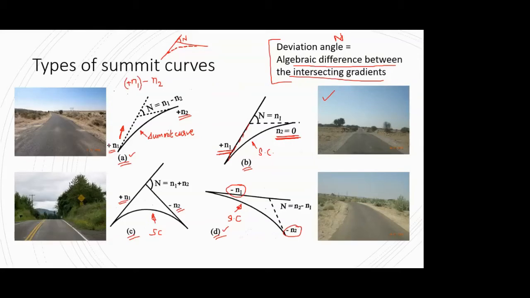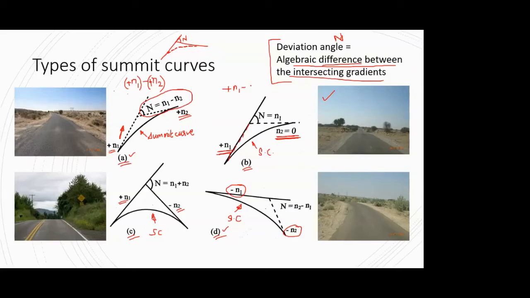That's why I told you that those minus n1, plus n1 are important. So algebraic difference is plus n1, because that's the algebraic sign of your gradient n1, minus the next gradient, which is also an up gradient in this case, so that is again plus n2. So it gives you the deviation angle capital N as n1 minus n2. In case B, you have a gradient of plus n1, and you have to algebraically subtract n2 from it.